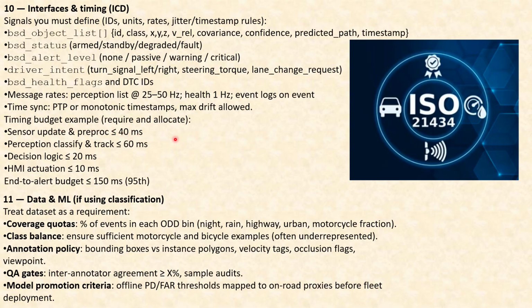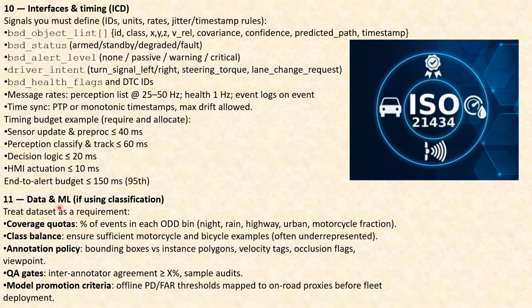And this is why I already told at the beginning that latency plays a very important role in determining the budget. Now talking about the perception: classify and track less than 60 milliseconds, decision logic less than 20 milliseconds, HMI activation less than or equal to 10 milliseconds, end-to-end budget 150 milliseconds. So these are all the various kinds of timings that must be clearly determined in a tangible manner as you develop the requirements.